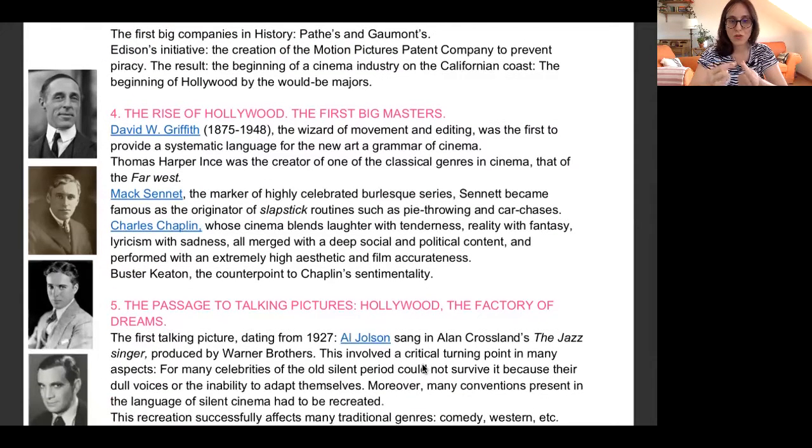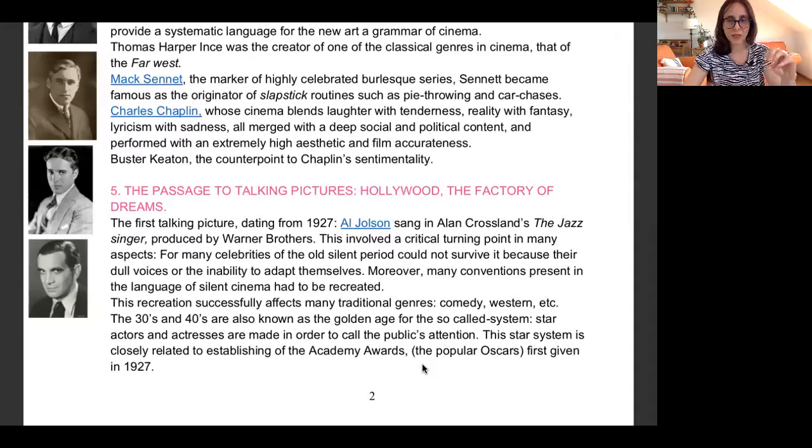The passage to talking picture, Hollywood, the factory of dreams. The first talking picture dating from 1927, and 1927 is an important date, and you know that year is when happened what they call the big crack, right? The big crisis there, and the crack of 1927 in the business. So Al Jolson sang in Alan Crosland's The Jazz Singer, produced by Warner Brothers. This involved a critical turning point in many aspects.